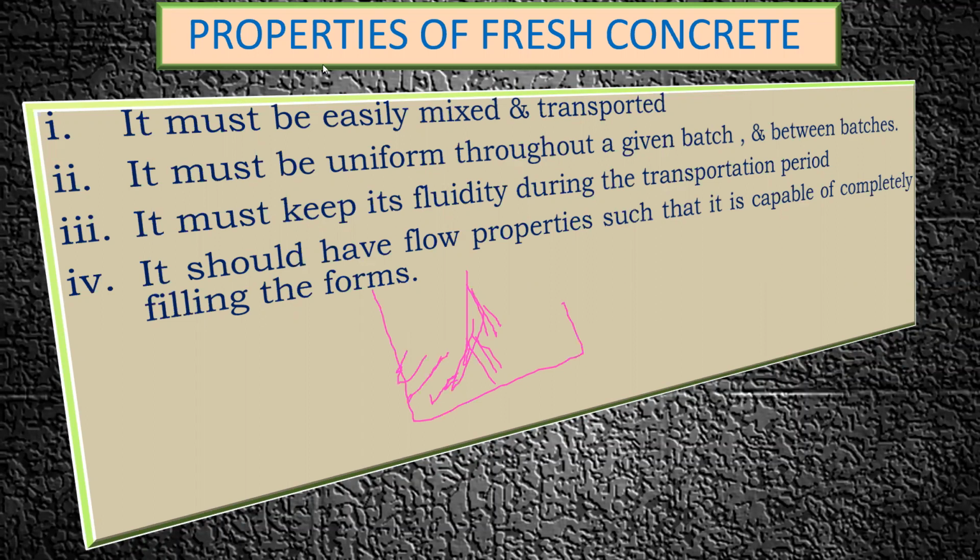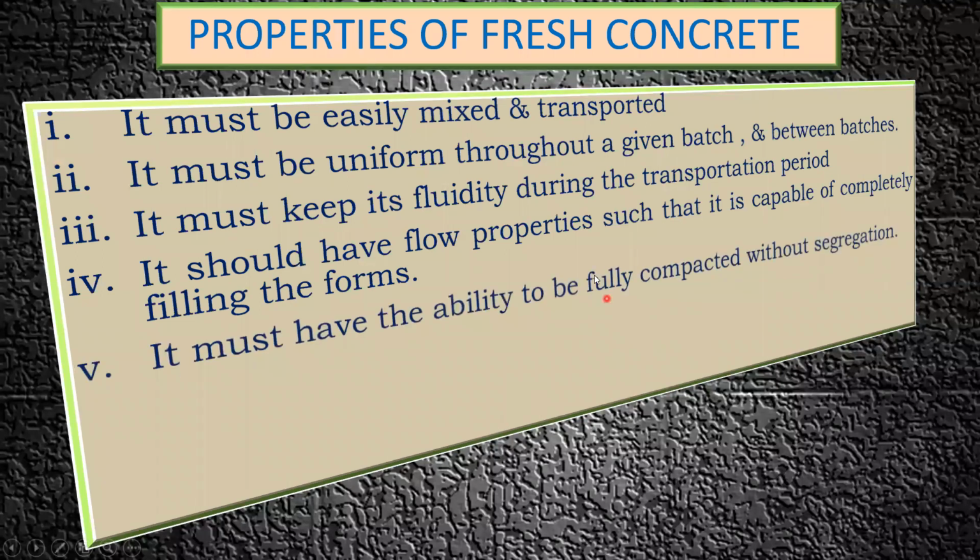Now coming to the next point, it must have the ability to be fully compacted without segregation. Of course, whenever we place the concrete, we don't want segregation to happen, right? Segregation means the separation of the heavier materials from the lighter materials. If I take a concrete, the coarse aggregate has more density compared to the sand, and the cement has lesser density compared to the sand. So if there is a separation between them, let us say coarse aggregate is on one side, fine aggregate and cement on the other side, and water on another side, then there is a segregation, that is separation of the particles. So segregation should not happen, right? That is why it is written here, it must have the ability to be fully compacted without segregation.